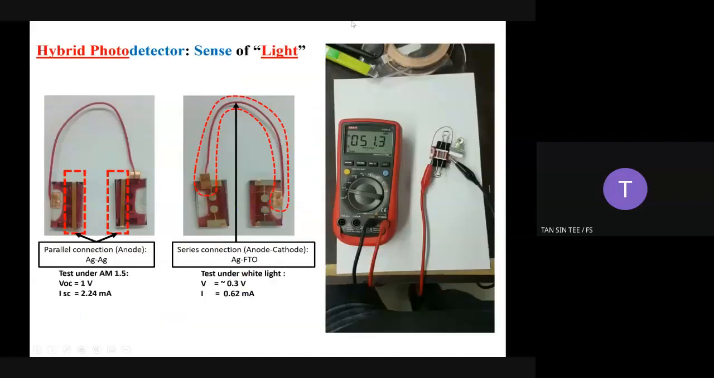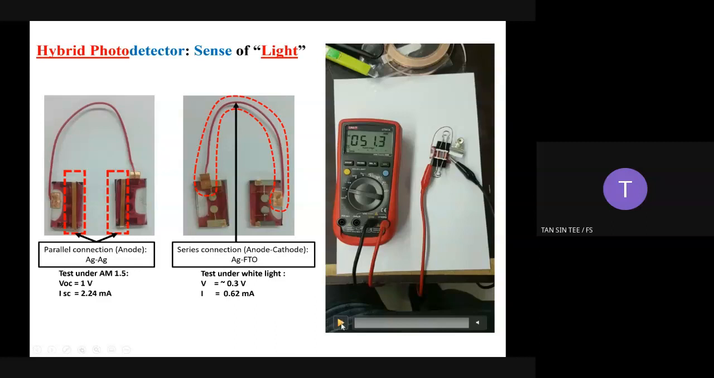This is one of the diagrams that we use to prove our material is really able to sense light. Even though we are not giving very strong solar light, whether under cloudy conditions, under LED light or normal white light, our device is able to respond. So we are connecting our sample in a parallel connection and also a series connection.